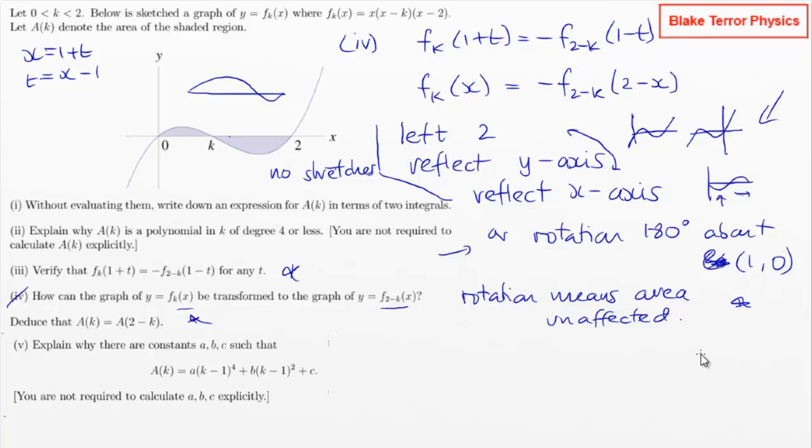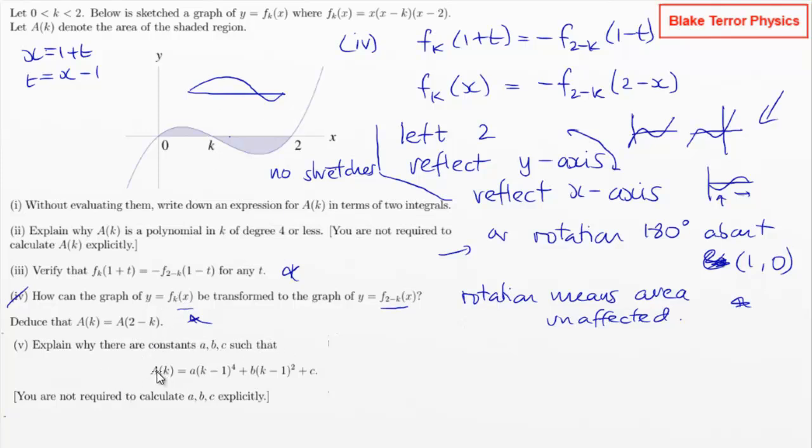Okay, what have we got now then? Explain why there are constants a, b, c such that the area is those things. Right, so when we do the integral, we're not going to get any k cubed, or k terms. So why would that end up being the case? Again, why haven't we just done the integral? It's not really that hard to do. Anyway, explain why there are constants a, b, c. Maybe it doesn't come out from just doing the integral, I don't know.